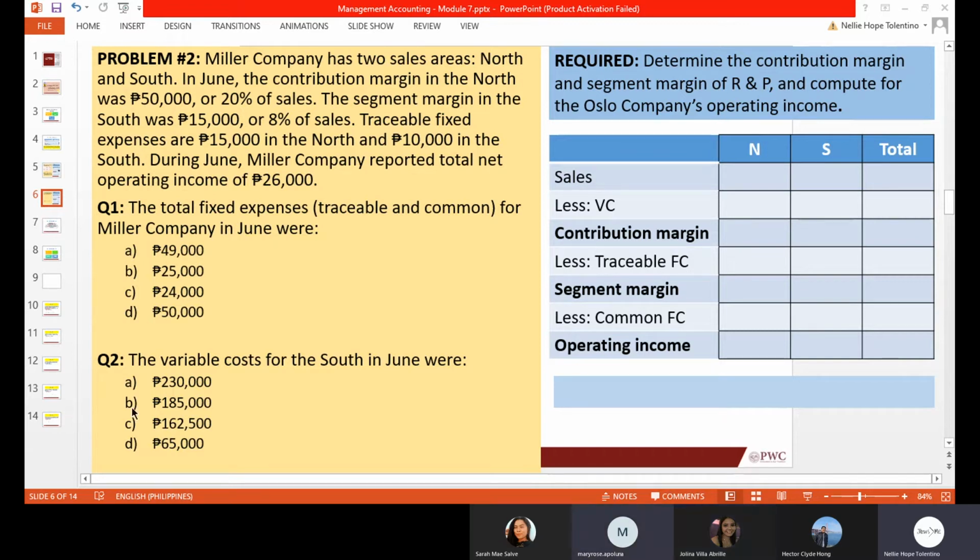Okay. How about for question number 2? Meron nang may sagot? Wala pa po. Okay, sige. Kaya niyo yan. Kasi nakuha niyo eh. Nakuha niyo yung Q1 eh. So, yeah, makukuha niyo yung Q2. Let's give it more time.